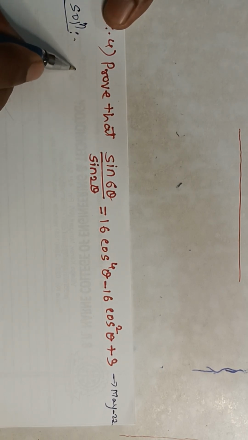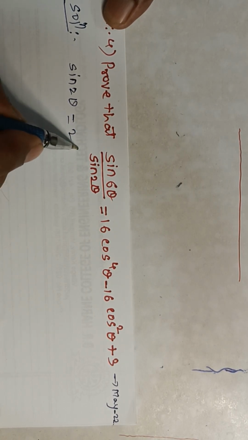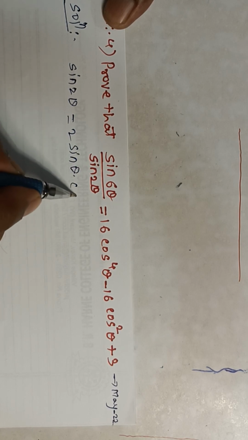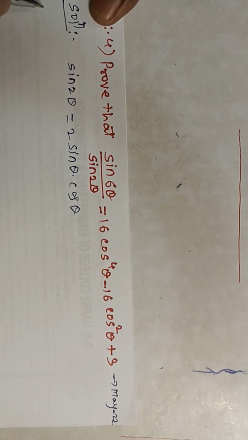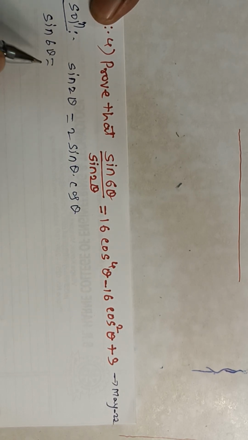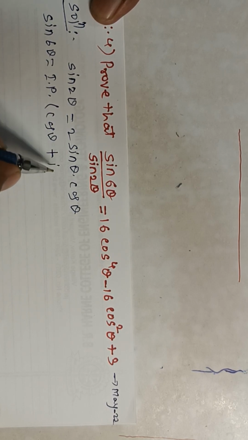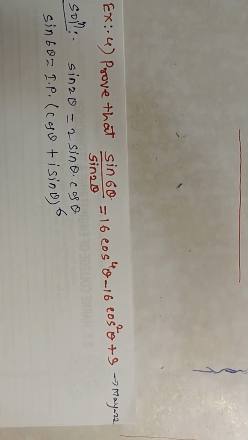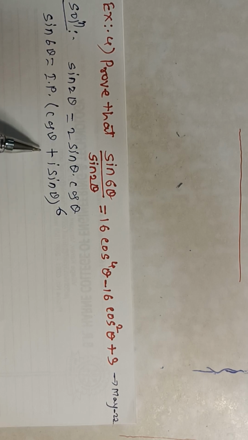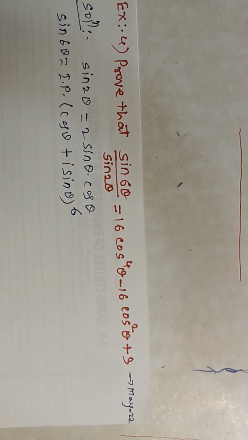You know, sin 2 theta is equal to what? Sin 2 theta is equal to 2 sin theta cos theta. We have to find out sin 6 theta. Sin 6 theta is nothing but the imaginary part of (cos theta plus i sin theta) to the power 6. We have to expand this. In between these two terms there is a plus sign, and the power is also positive, so in the expansion all terms must be positive.